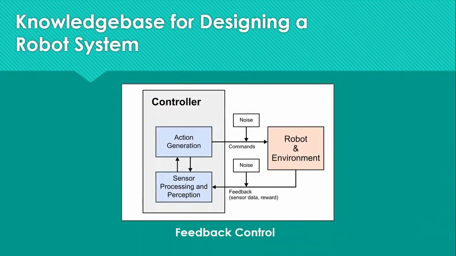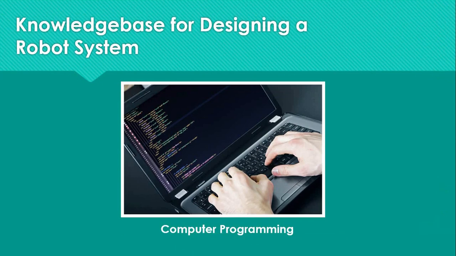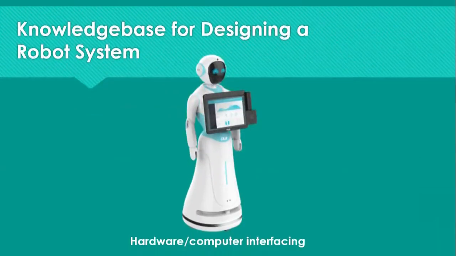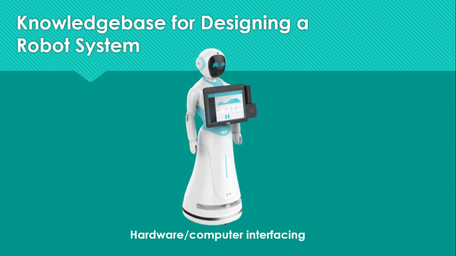Then we have the feedback control, which is the mechanism through which the robot shows its working, the feedback it provides to the instructions given to it. Then at the end, obviously the computer programming, which should be there and which one must know to create a robot. Hardware and computer interfacing is also a crucial part of a robotic system. Through the interface, you can enter details or instructions in the robot.